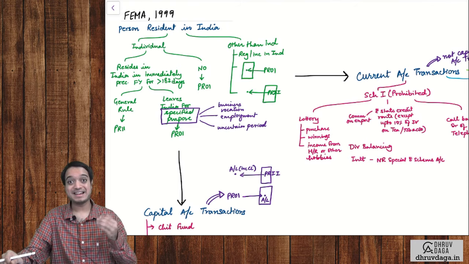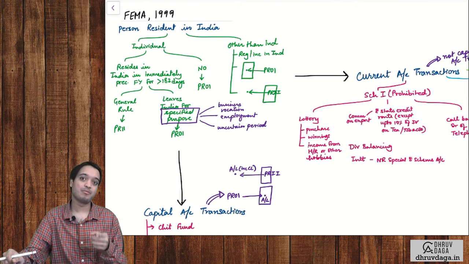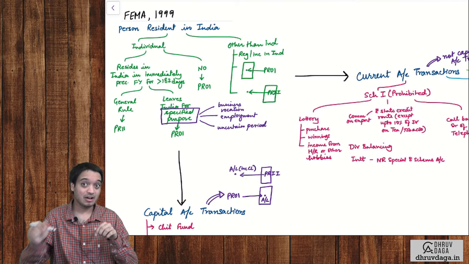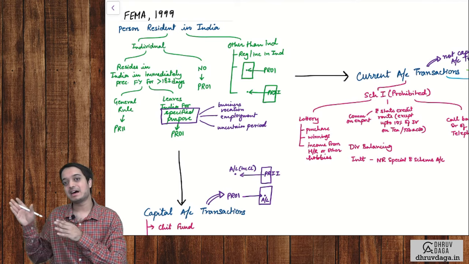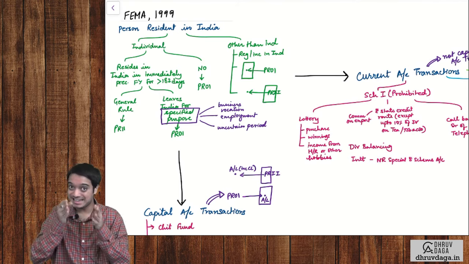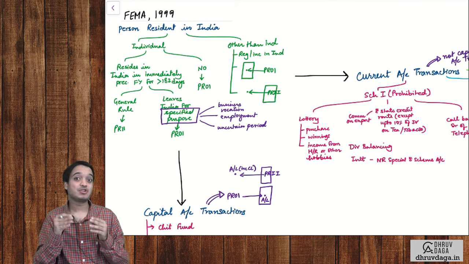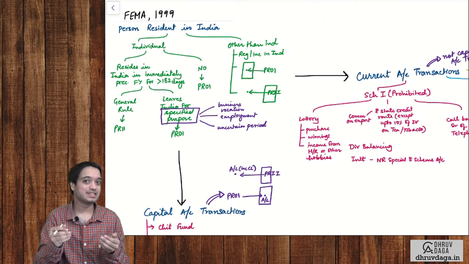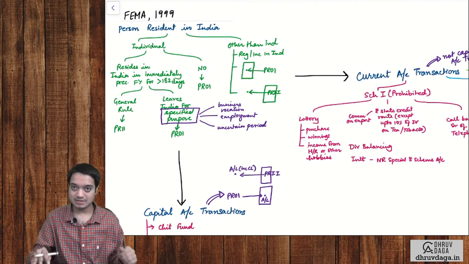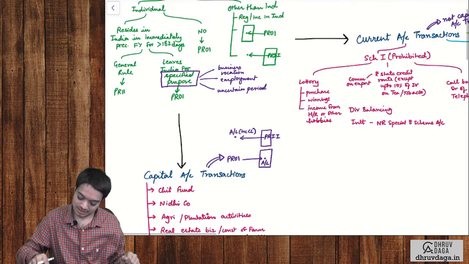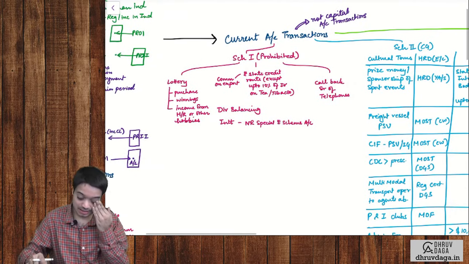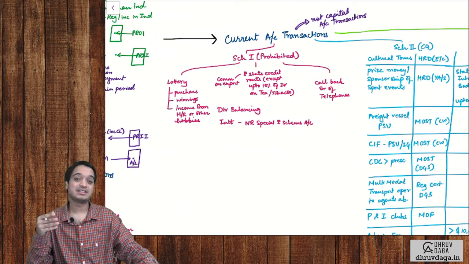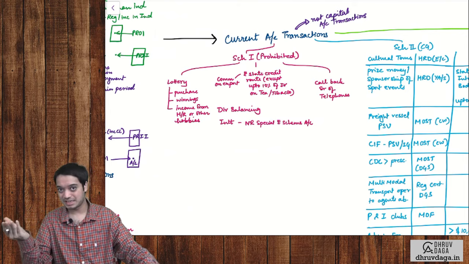Ab ye baat hui individuals ki. Now talking about entities. So the first is registered incorporated in India. Second is branch office agency in India owned and controlled by a person resident outside India. Matlab that branch office agency is in India. The third one is branch office agency outside India owned or controlled by a person resident in India. All of these will be person resident in India. Then we start talking about current account transactions. So current account transactions are very simply defined. They're defined as transactions which are not capital account transactions.